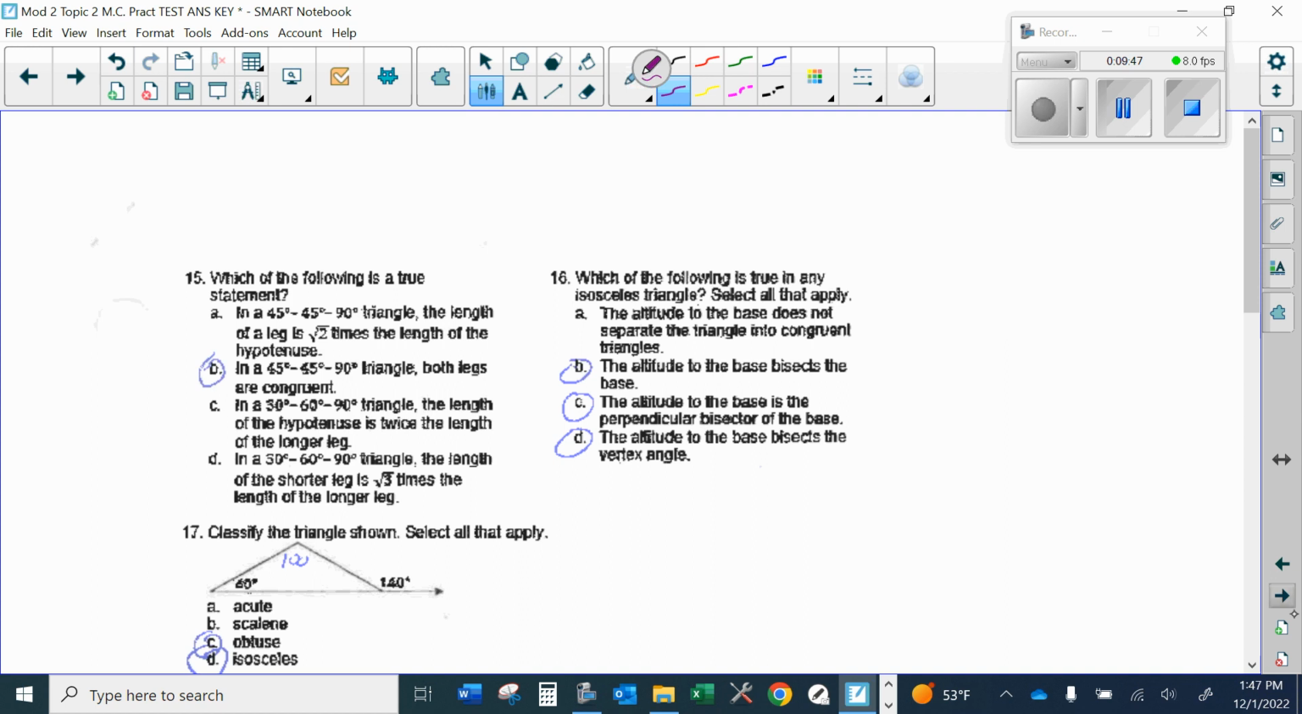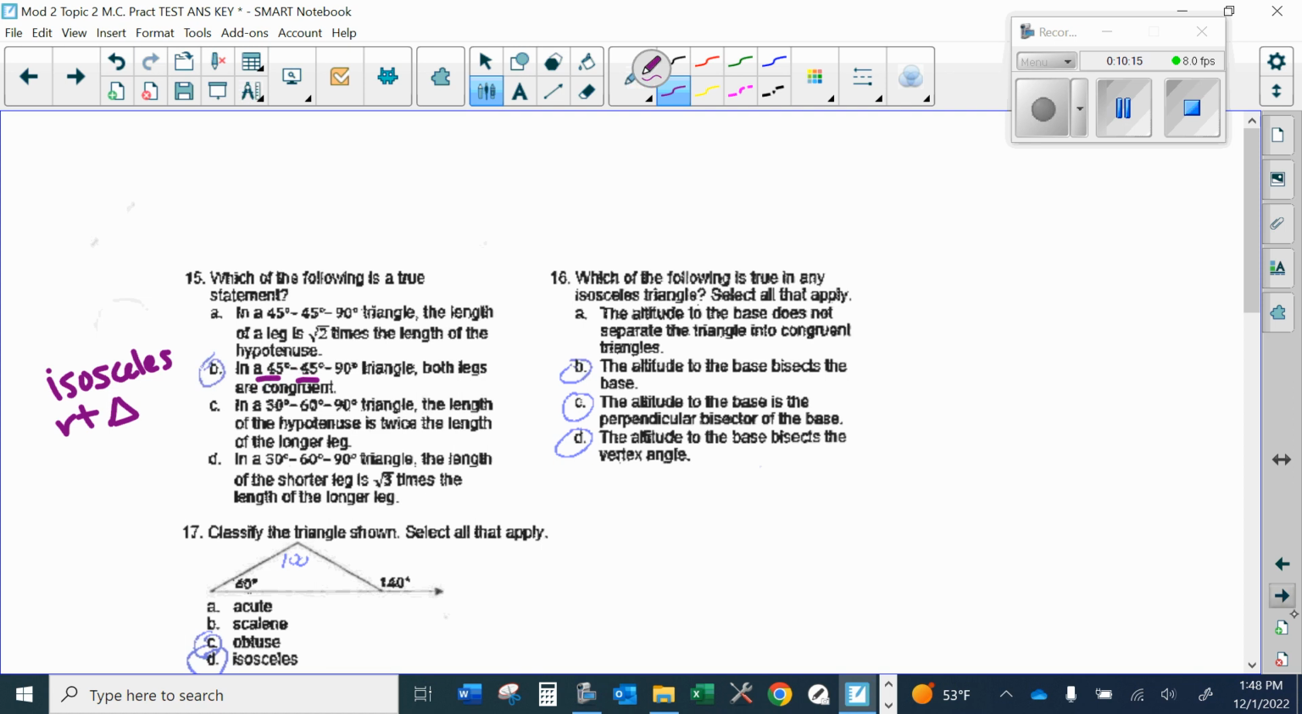Okay, 15. Which of the following is a true statement? In a 45, 45, 90 degree triangle, both legs are congruent. Well, we should see that from 45 and 45. So both legs. Remember, I told you that's called an isosceles right triangle. Okay, and they use that phrase isosceles right triangle on the decals. So when you see an isosceles right triangle, you better be thinking it's a 45, 45, 90 special right triangle.